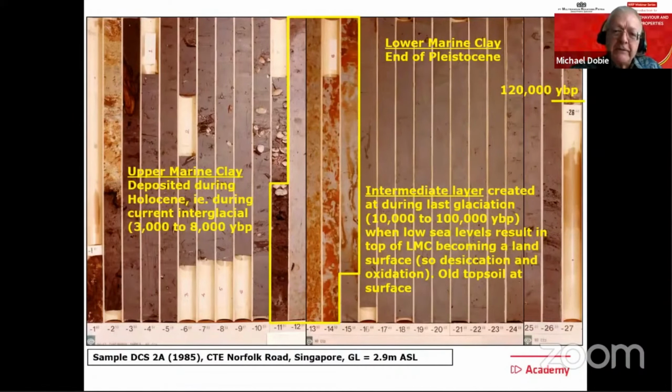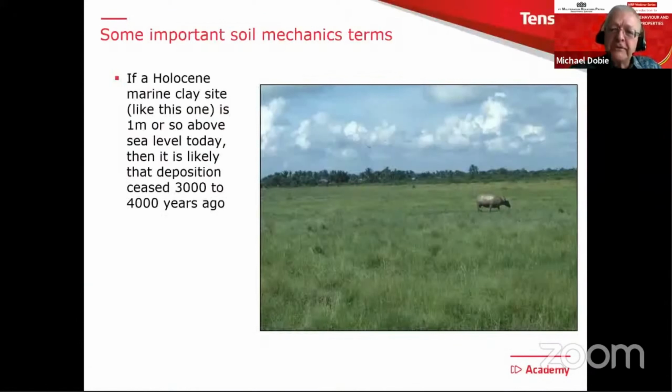And you can see there how we have shells in the bottom, and then we have a more uniform looking material as we go further up. So this is a very nice calibration of what we see when we look at samples and so forth in the marine clay. And I think it's quite interesting to see that. One important point is that if you're standing on a site which is underlain by marine clay, like this one in Malaysia, what you can be sure of is if that is currently above sea level, deposition ceased about 3,000 to 4,000 years ago. And that is quite an important thing to realize.